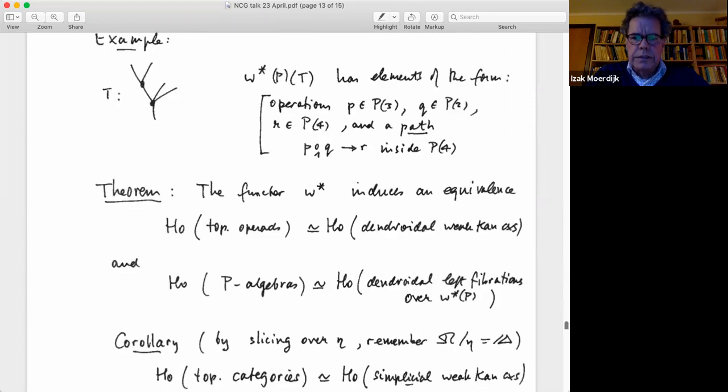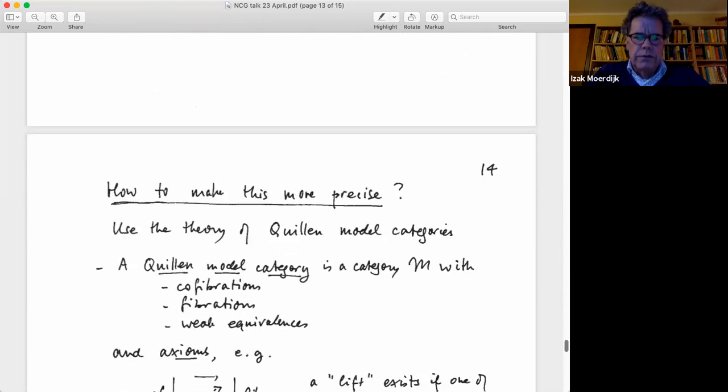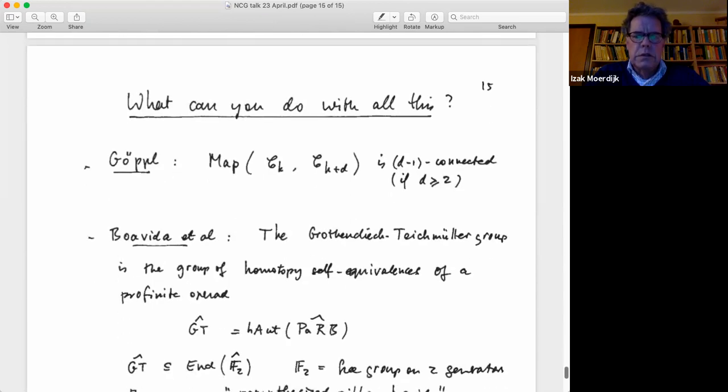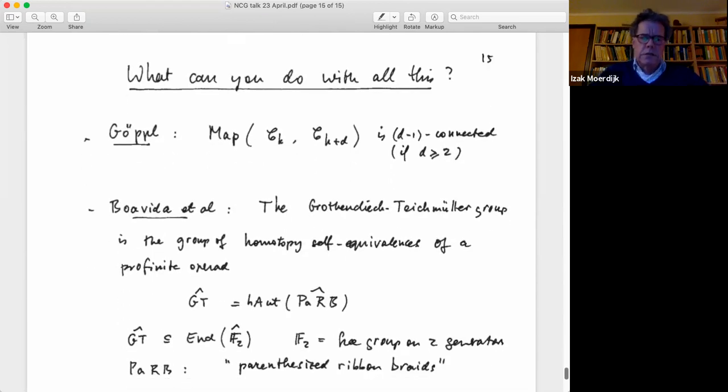I have two more minutes, so I just wanted to give you some pointers to a few uses. There's a well-known problem in operad theory, namely how to calculate the derived mapping spaces between these little cubes operads, and in particular they have nice connectivity properties. This means that the homotopy groups vanish up to and including d-1.